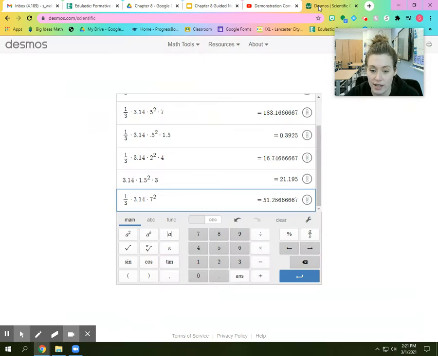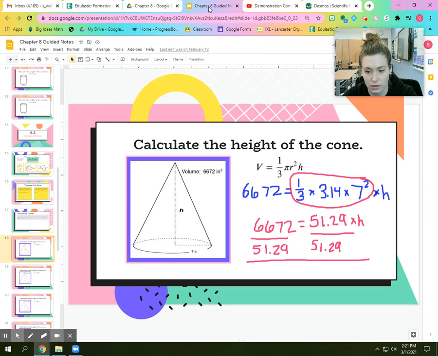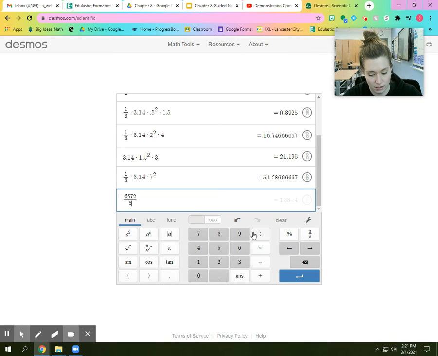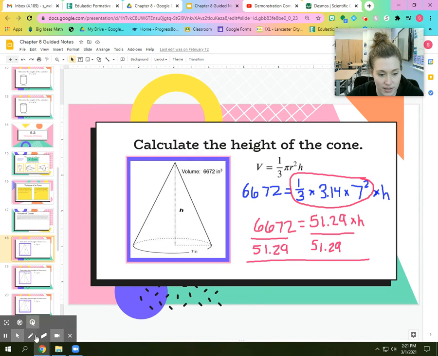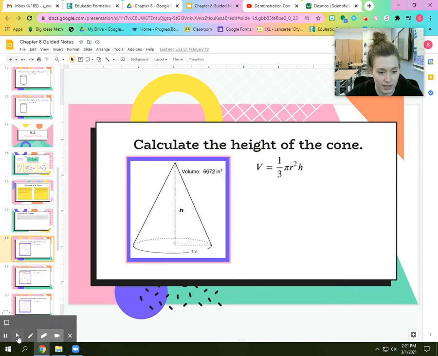And so my last step is to go to the calculator and do that. Was it 6672? Yes, divided by 51.29. And that gives us 112.53. So I'm going to say my answer here is 112.53. So now I know the height of this cone is 112.53 inches.